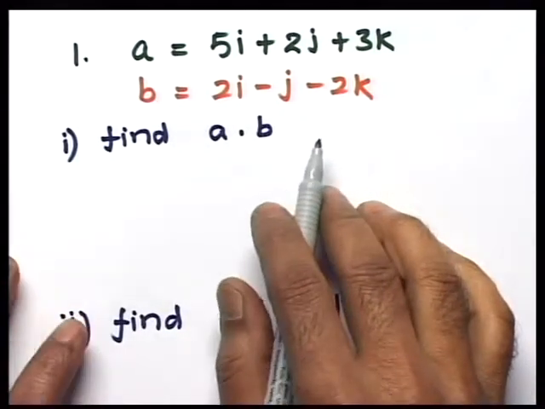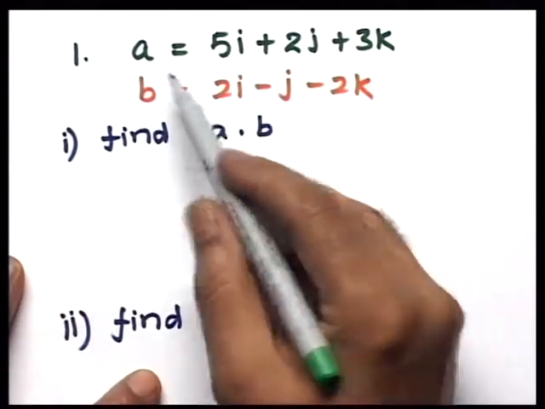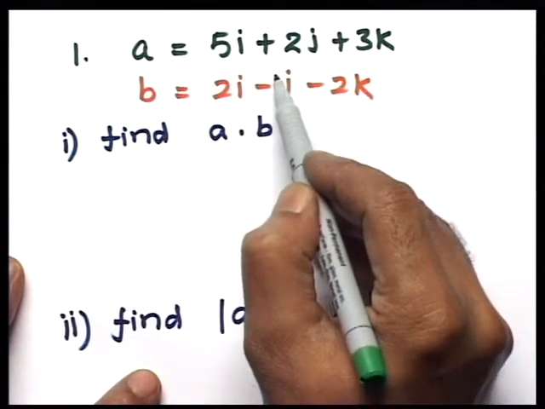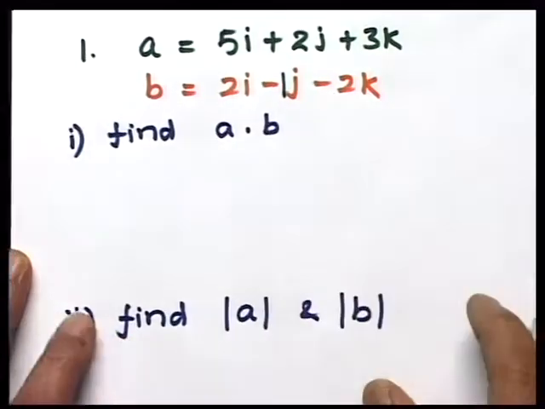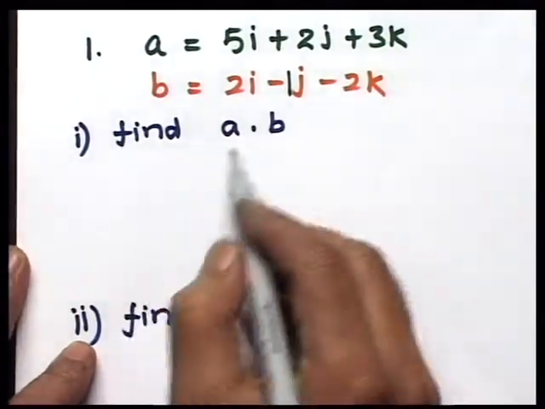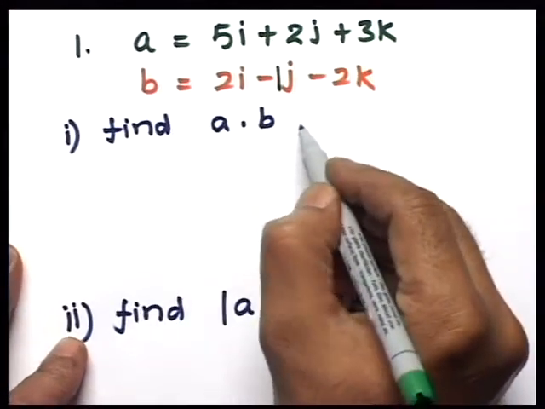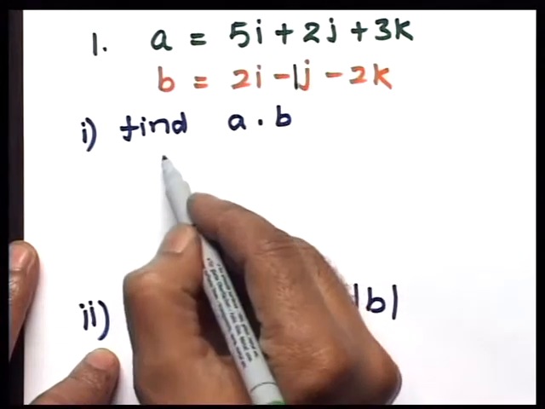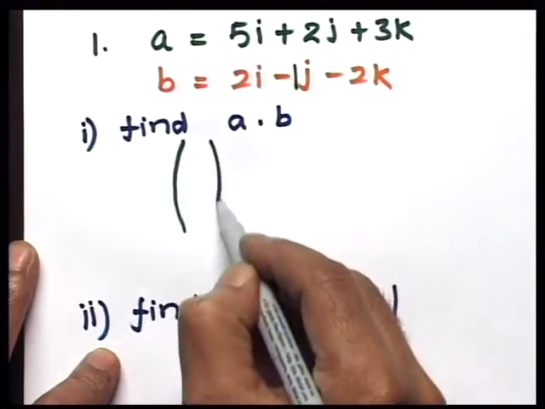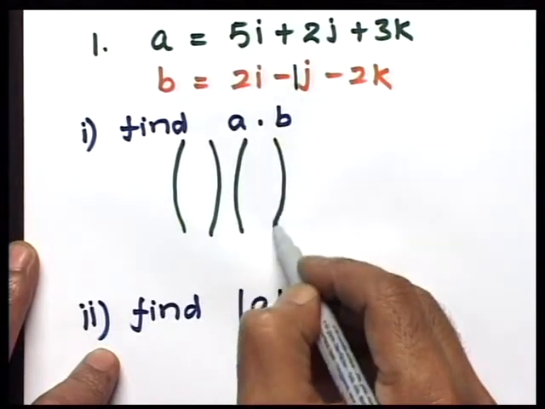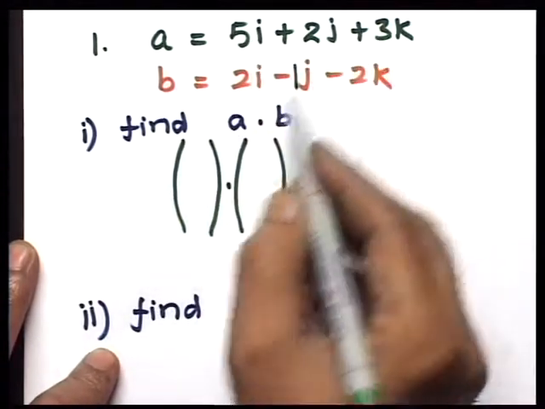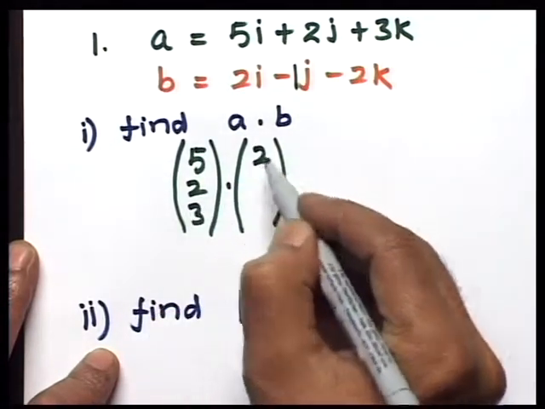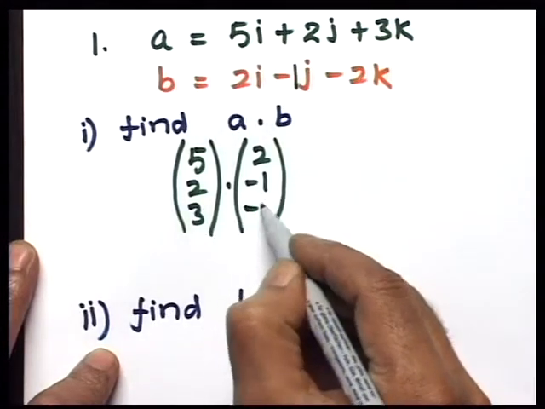Question number 1. We have two vectors a and b: a is 5i, 2j, 3k, and b is 2i, 1j, nothing means 1, and minus 2k. They wanted us to find a dot b, which is the dot product, right? Remember, it's easier to find the dot product using the column vectors. That's much easier to do. So let's write two columns there and write these ijk numbers, 5, 2 and 3. This is 2, minus 1 and minus 2 please.